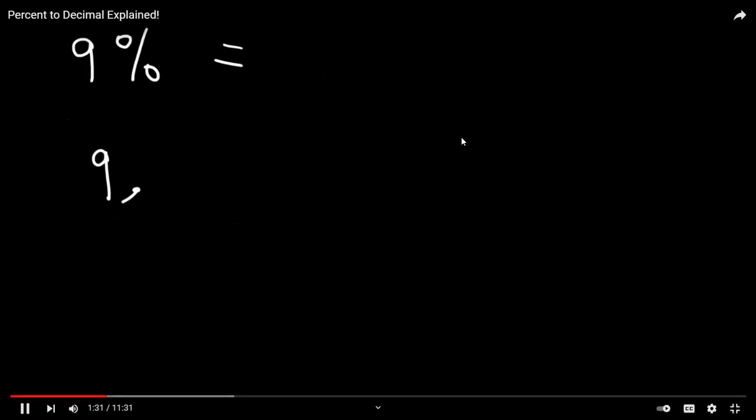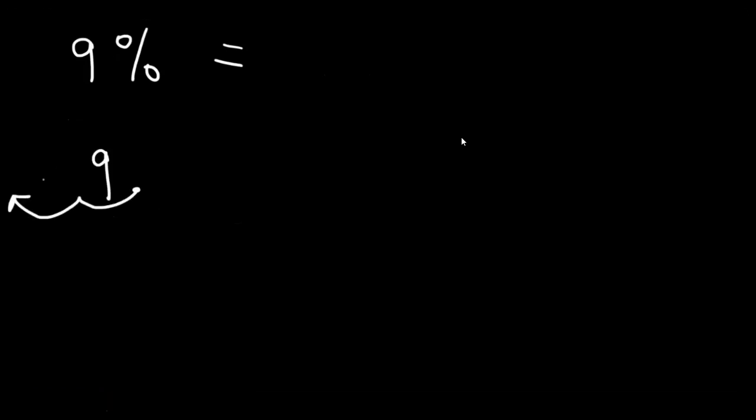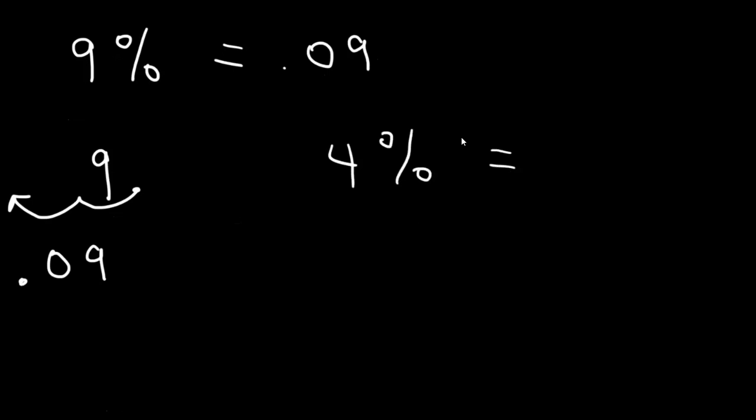Now what about 9%? What is the value of 9% as a decimal? So if you start with the number 9, and if you move the decimal 1, 2 spaces, which it should be here now, you need to add a 0. This will give you 0.09. Now what about 4%? What's the value of 4% as a decimal? If 9% is 0.09, then 4% must be 0.04.